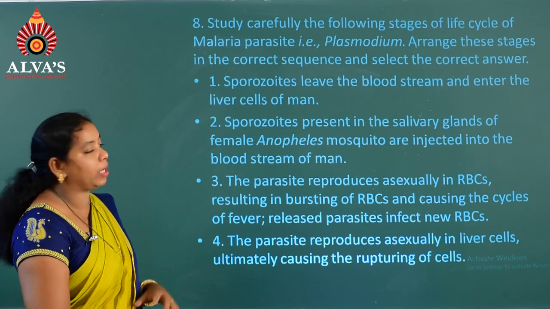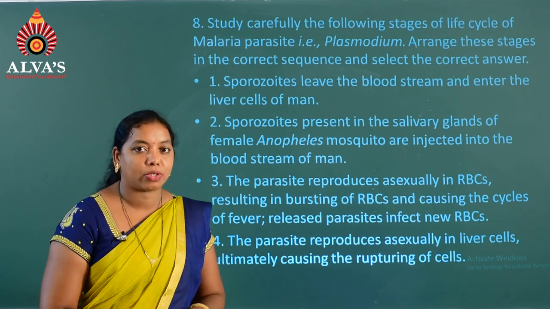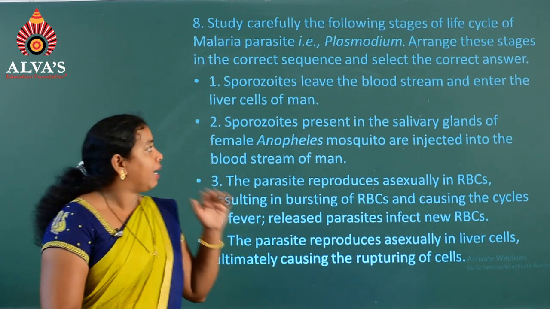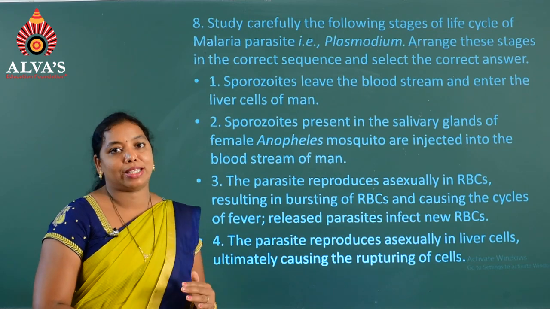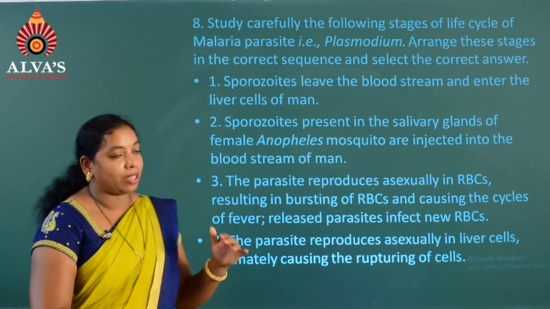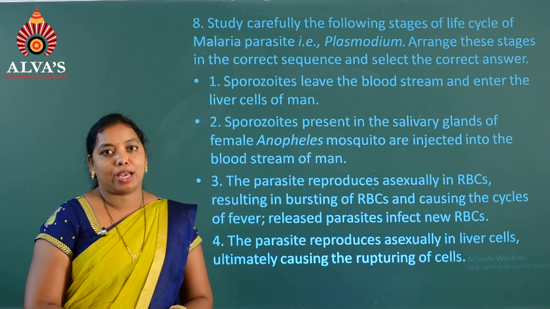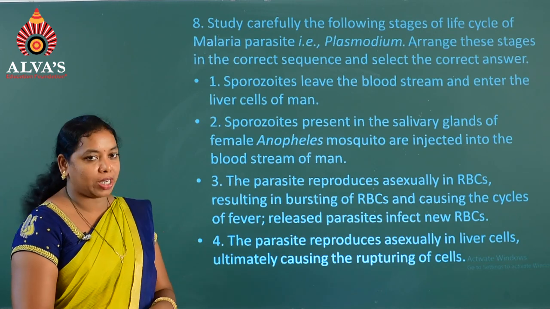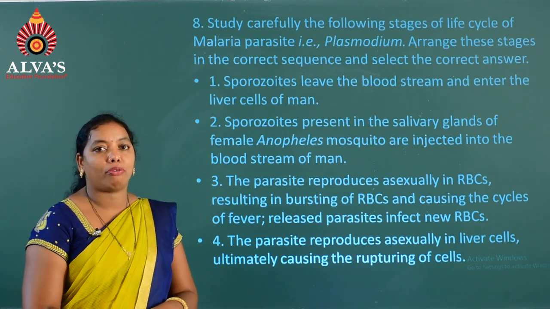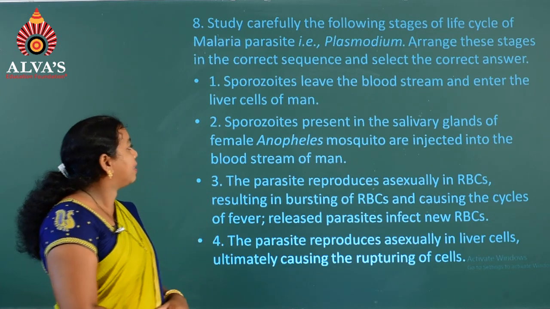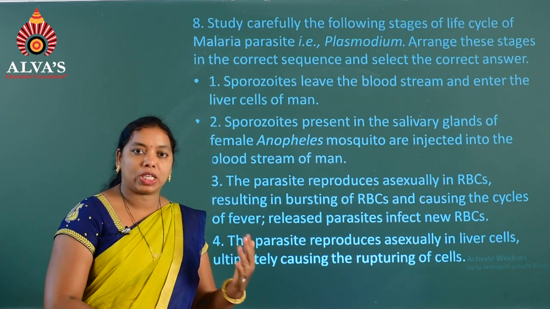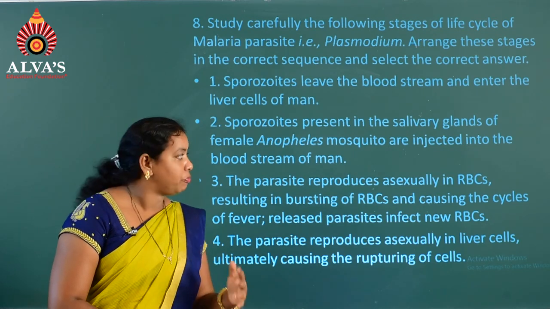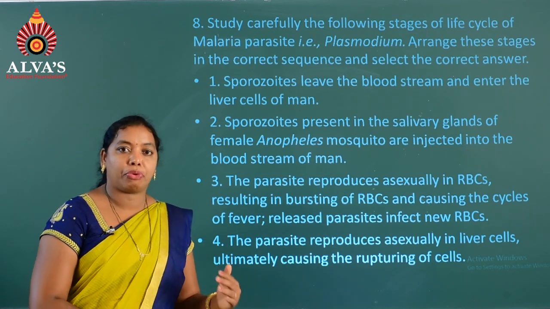We will discuss question number 8. Study carefully the following stages of the life cycle of the malarial parasite, that is Plasmodium species, and arrange these stages in a sequence, in the correct order. So we have to select the correct option. The first option given: sporozoites leave the bloodstream and enter the liver cells of man. The second: the sporozoites present in the salivary gland of the Anopheles mosquito are injected into the bloodstream of man.